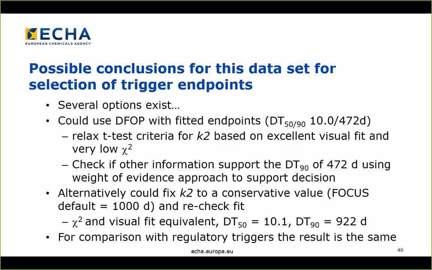One important thing to think about when you're looking at trigger or persistence endpoints is what's the context. If you've got a study where your DT90 is obviously really, really long, then you've got a persistent substance that's probably going to breach your persistence trigger. So think about the context as well as the absolute numbers or the FOCUS rules that you're applying.